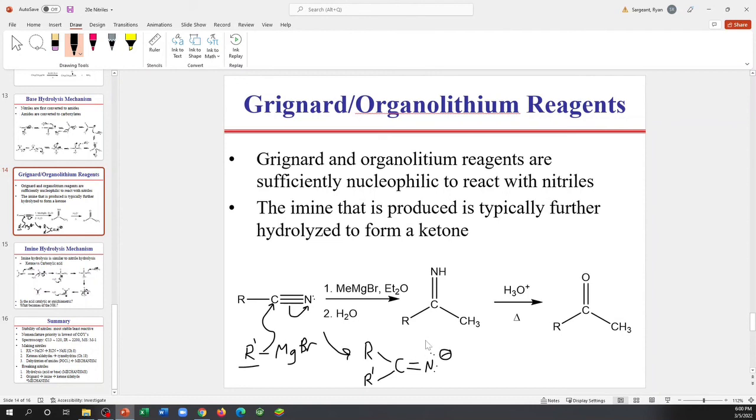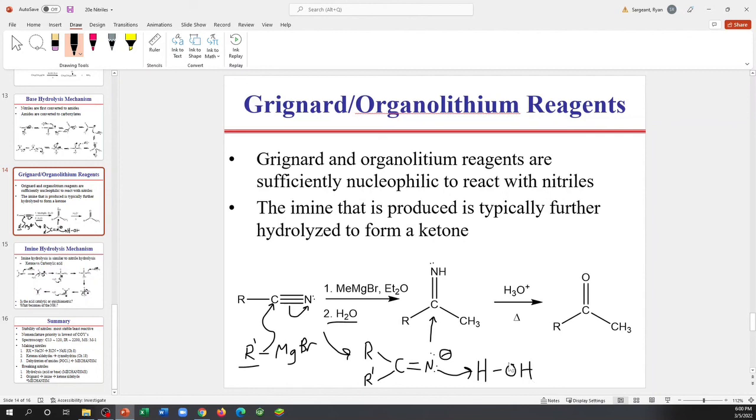So notice that to get from here to here, the actual imine, what I need is a hydrogen. And that's why we do a water workup in the second step. You don't need to do an acidic workup here because nitrogen is such a strong base that it can rip a hydrogen off of water.